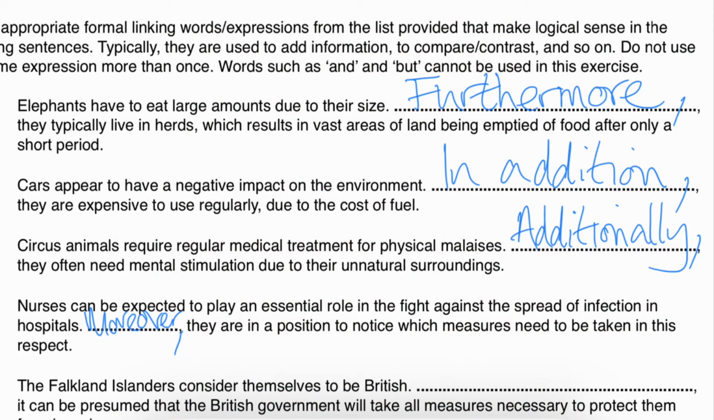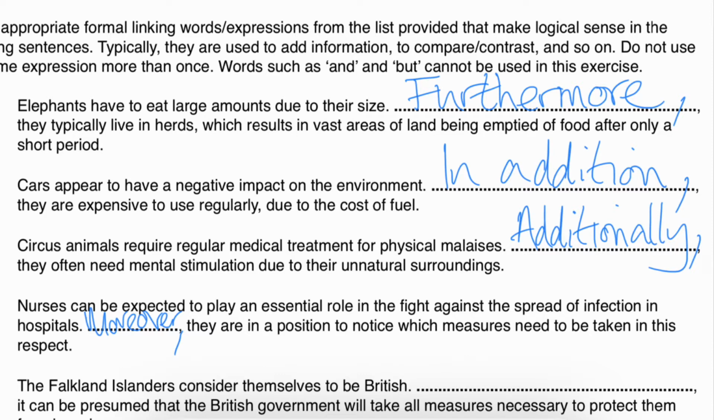1 furthermore, 2 in addition, 3 additionally, 4 moreover. But in fact, all 4 of these linking expressions can be used in any of these first 4 sentences. They all have the function of adding information to what was mentioned in the previous sentence. So they have the same meaning.